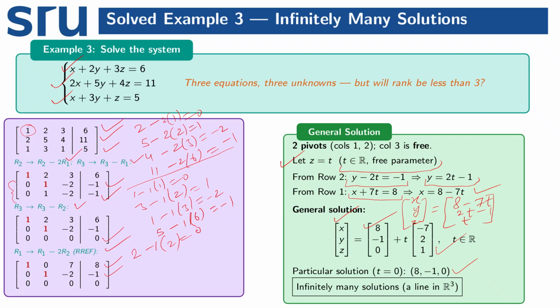So we can conclude that this system has infinitely many solutions depending upon the value of t. Geometrically, it means that the solutions form a line in 3D space. I hope this example was useful to you. Now let us continue with the next slide.